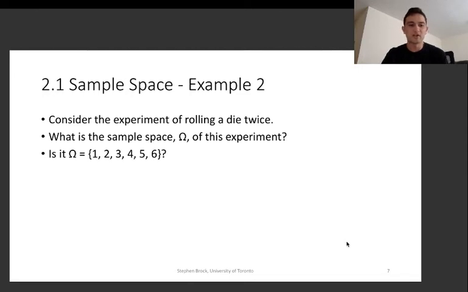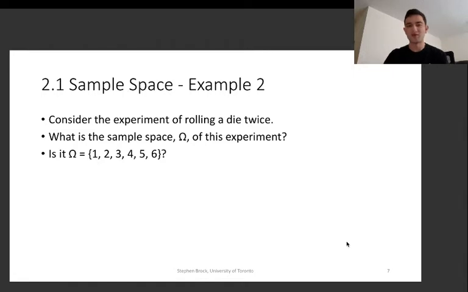So consider an experiment of rolling a die twice. Instead of rolling a die just once, we're going to try rolling a die twice. What is the sample space Omega of this experiment? Is it 1, 2, 3, 4, 5, 6? What do you think?